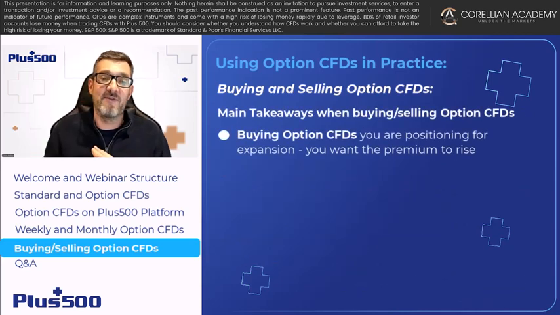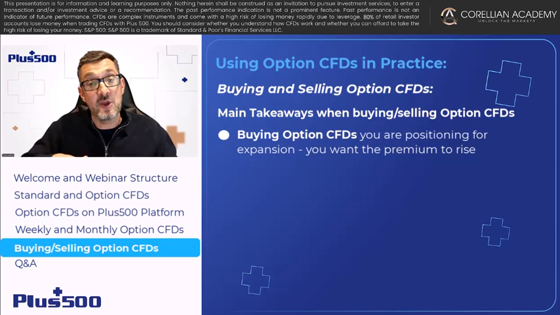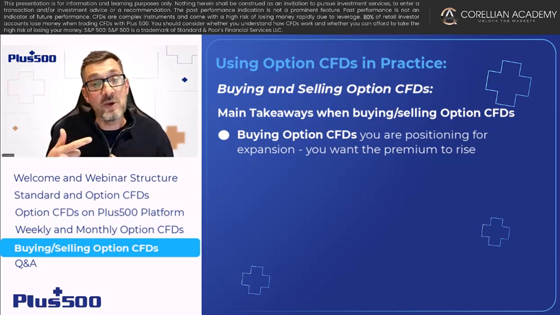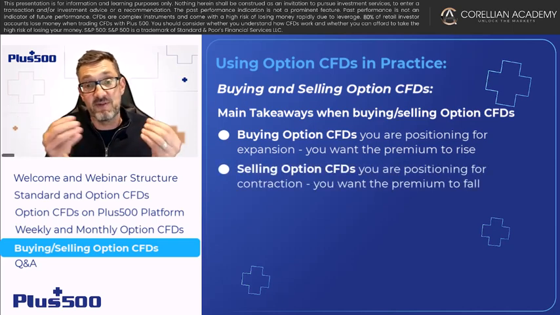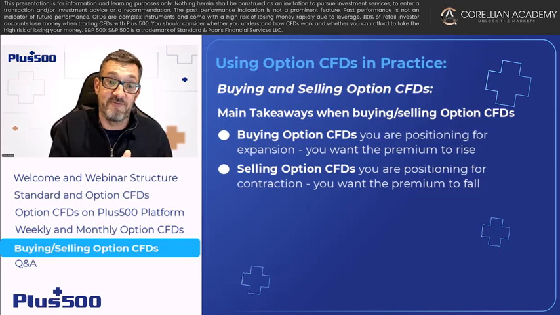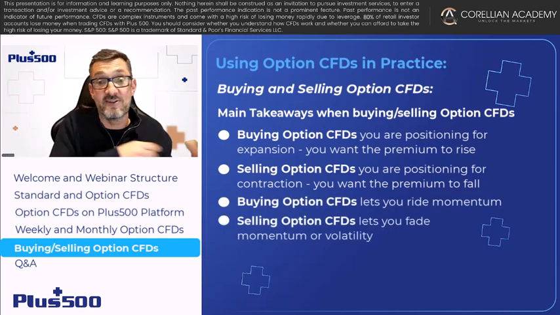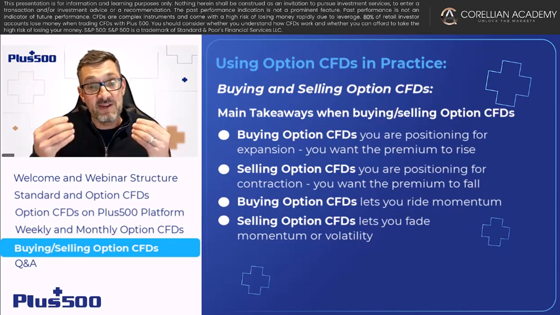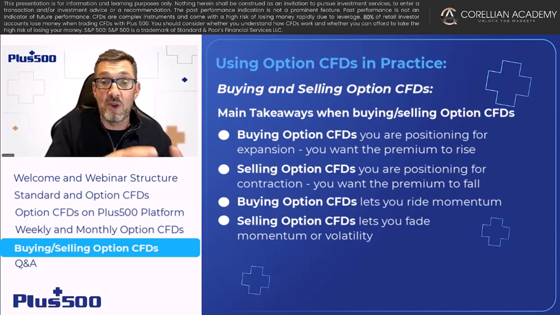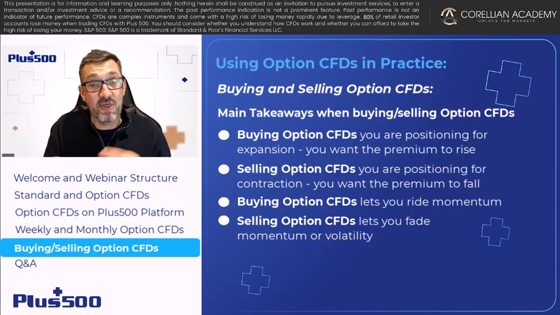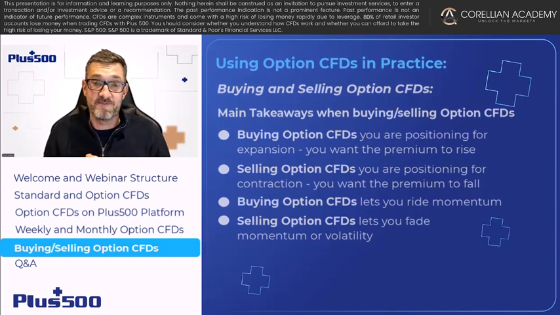So the big takeaway is this. When you buy options, you're positioning for expansion. You want the premium to rise. When you sell options, you're positioning for contraction. You want the premium to fall. Buying lets you ride momentum. Selling lets you fade momentum or volatility. They're two distinct approaches built into the same instrument, and together they give you a full spectrum of strategic choices.